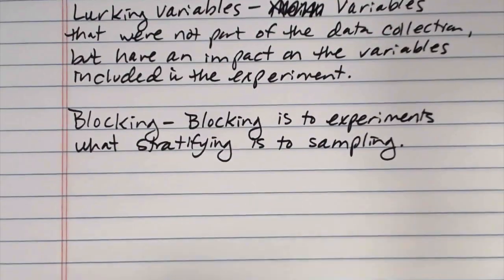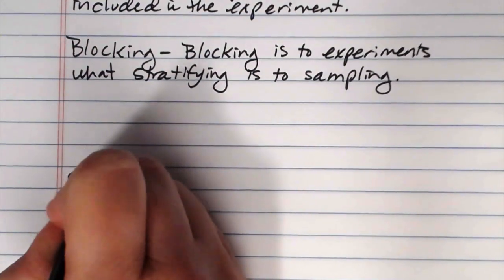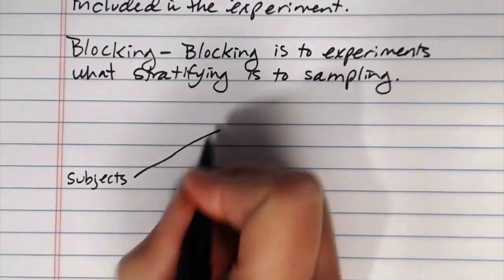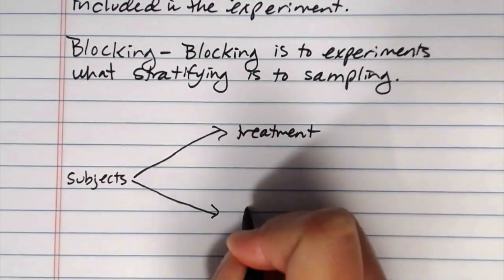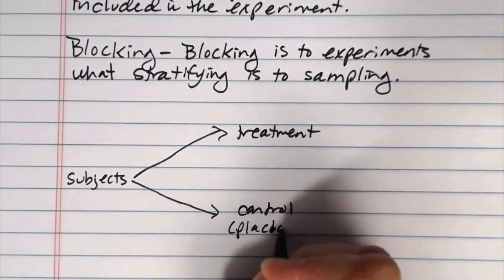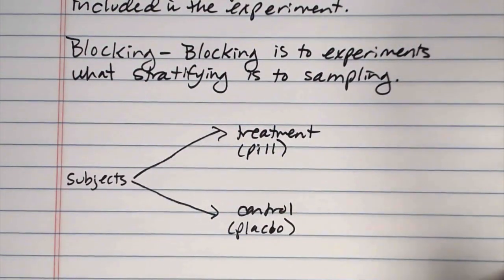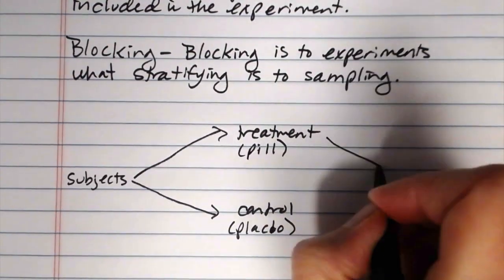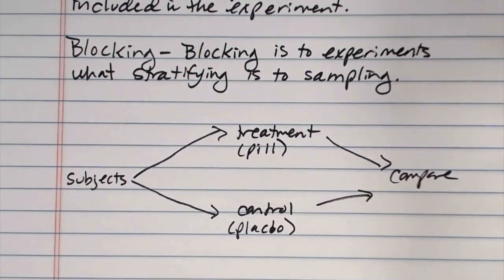Okay, so here's how a basic designed experiment would work if we were testing a new, let's say, cholesterol medication. I would have my subjects, and they would get randomly assigned to a treatment group and a control group. And let's say that the control group gets a placebo, and then the treatment group gets the active pill. Okay. And then typically at the end, you would just compare the outcomes. The treatment group, the control group, you would compare.